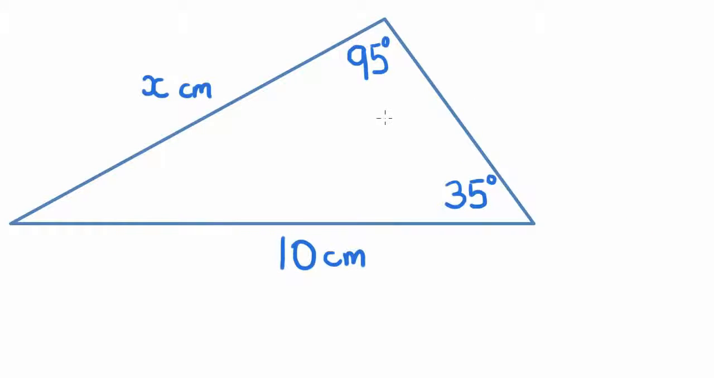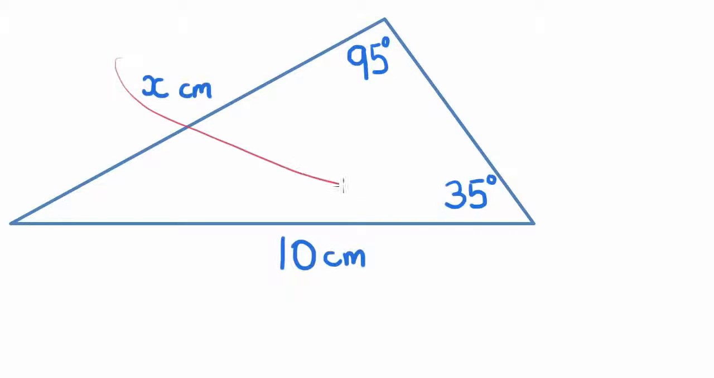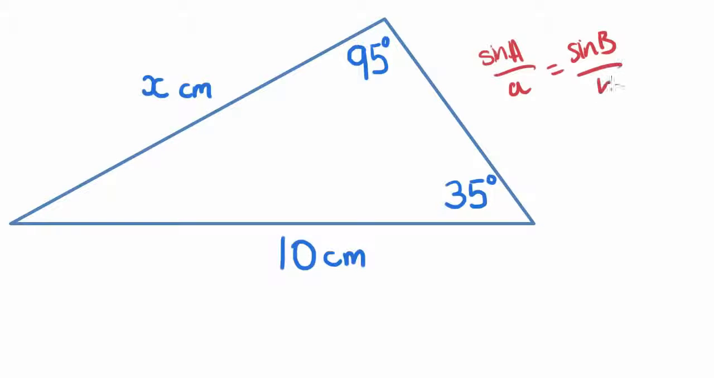So here's an example. In this non-right-angled triangle, we have a matching set here of 95 degrees and 10 centimeters. And we have a matching set here with 35 degrees and our unknown, which is this side along here. Now I could choose to write sine A over a equals sine B over b, or I could choose to write a over sine A equals b over sine B.